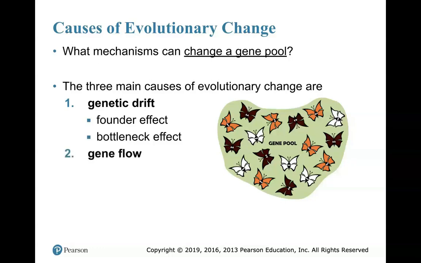Gene flow is a second category that can cause evolutionary change. Students get gene flow and genetic drift confused with each other. I'll teach you the difference. And number three, the beautiful natural selection example that I have taught you.